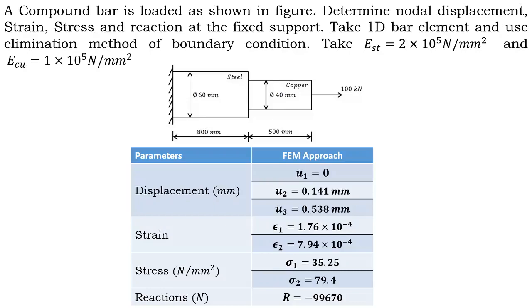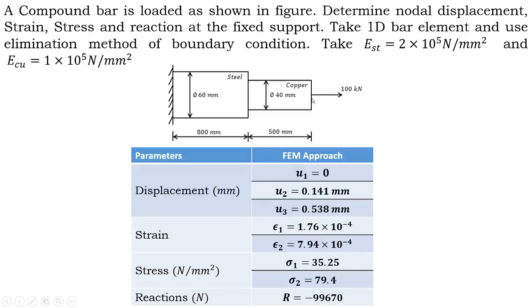So the displacement at the fixed end is 0, that is U1, and the displacement at the junction between the two materials, U2, has a value of 0.141 mm. Similarly, the displacement at the free end is 0.538 mm. Then strain: in the steel, it is 1.76 into 10 to the power of minus 4, and strain in the copper is 7.94 into 10 to the power of minus 4.